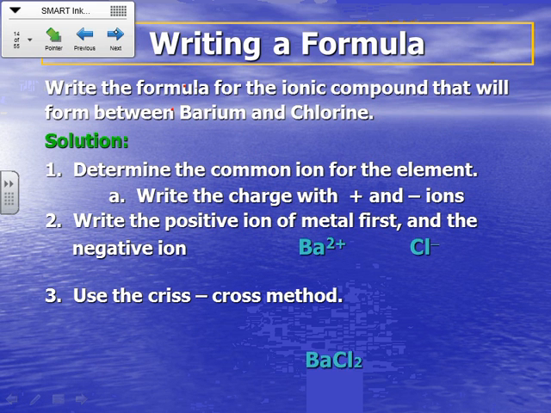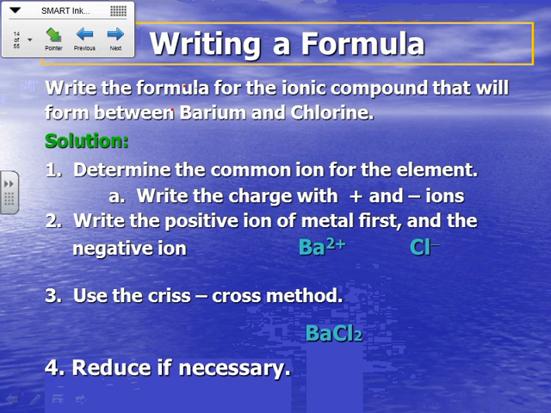Okay, so that's the crisscross method, and then you end up with BaCl2. And it says down here, reduce if necessary. That's what I just said. Sometimes you might have to reduce. You want this to be the simplest whole number ratio. You guys remember us talking about empirical formulas last semester? Okay? You need the empirical formula every time for an ionic compound. It always needs to be the simplest whole number ratio.